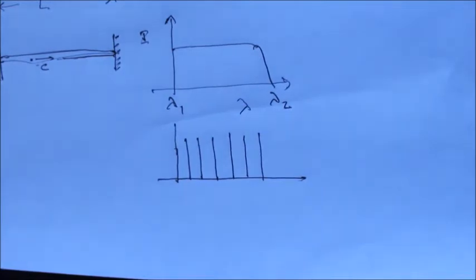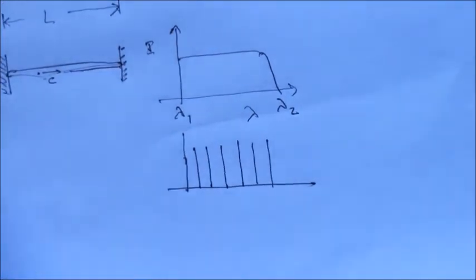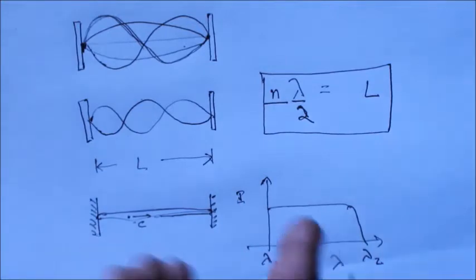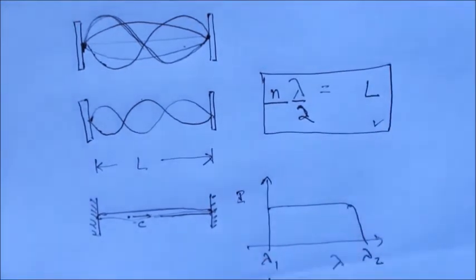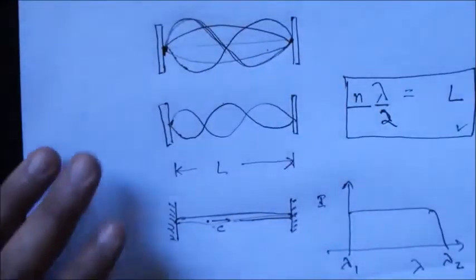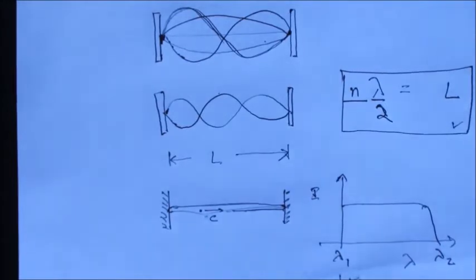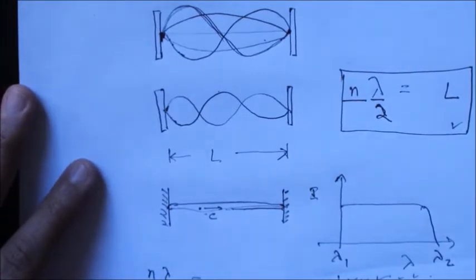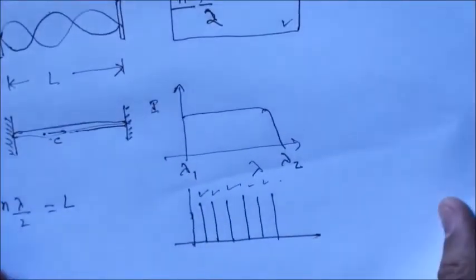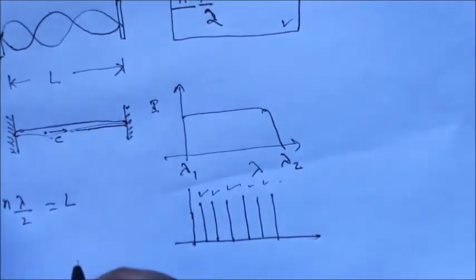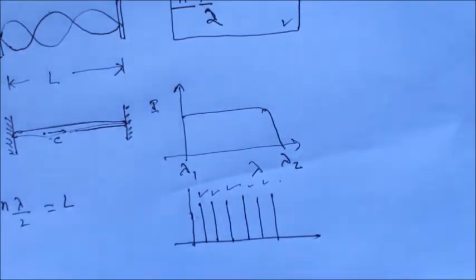And why does this happen? This happens because of the interference of light waves. As you know that light is a wave, very similar to what we had seen in the case of strings here, the light waves will interfere, and only those light waves which satisfy this condition will be able to survive inside this cavity. Because of that, only those discrete wavelengths of light will remain which satisfy the n lambda by 2 equal to L condition. Now this n is an integer, and there will be several waves of frequency.